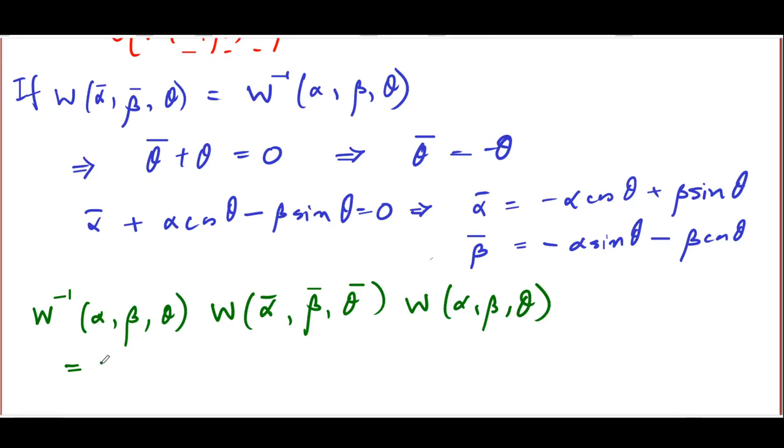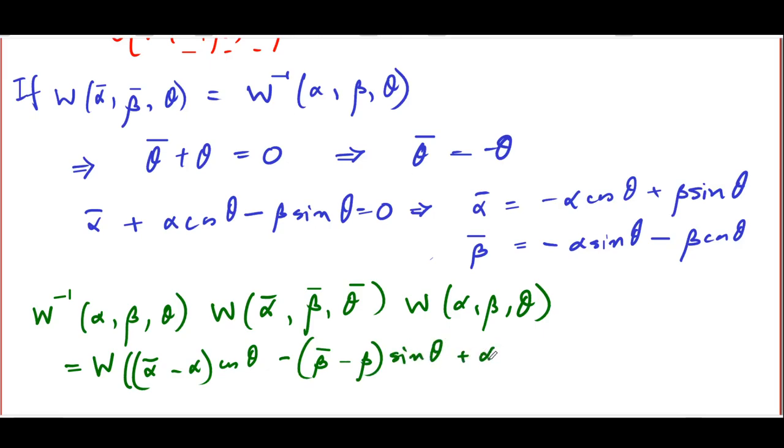The final result turns out to be something which looks a bit complicated, but that's simply because we are not using, say, matrix notation and just writing all the parameters out explicitly. The final result turns out to be W of alpha bar minus alpha times cosine theta, minus beta bar minus beta times sine theta, plus alpha cosine theta bar minus theta, plus beta sine theta bar minus theta. That actually is what the first argument for this composite W becomes.